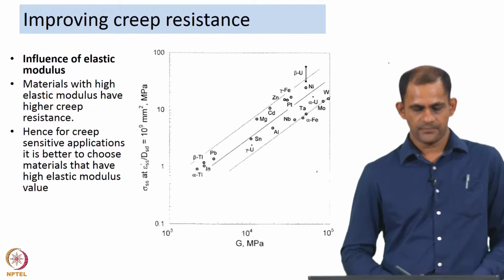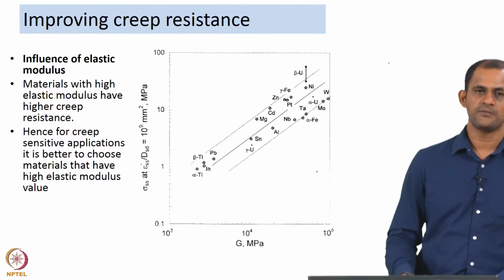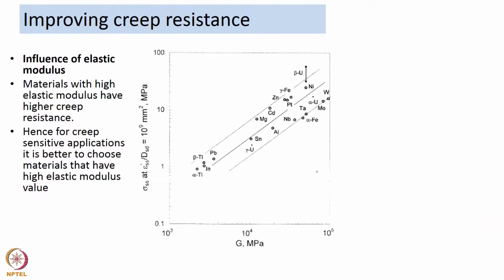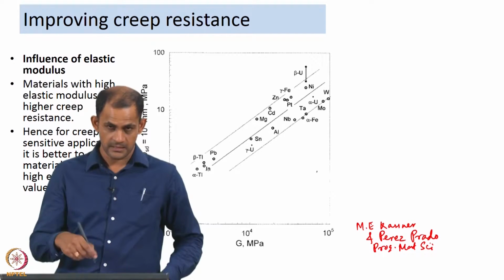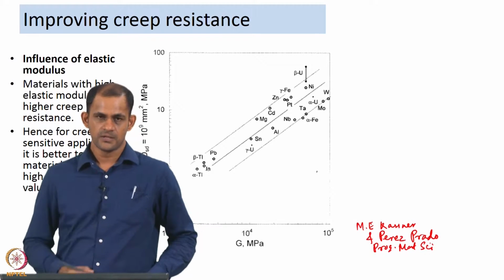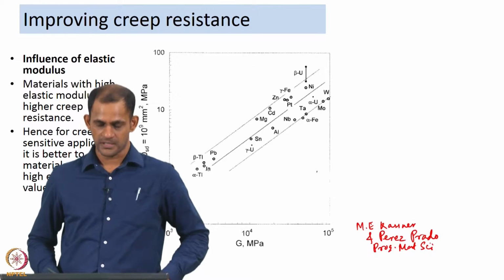Now, let us look at another case. Let us look at the influence of elastic modulus. So, this is from the review paper of Kastner from Progress in Material Science. Kastner and Perez-Prado basically talk about the influence of elastic modulus. This is a graph that we discussed even earlier, when we were talking about the role of elastic modulus.